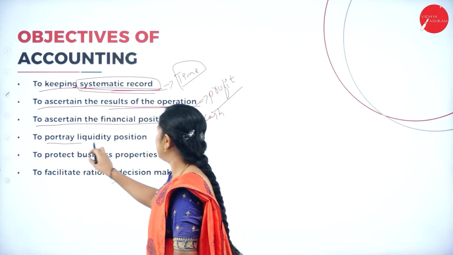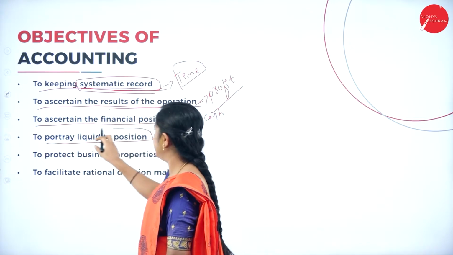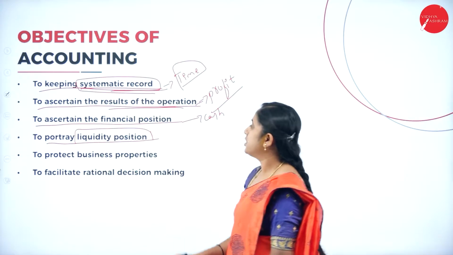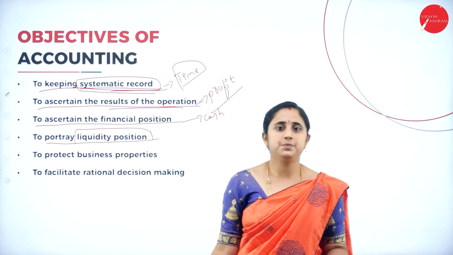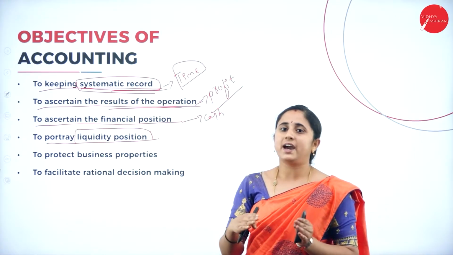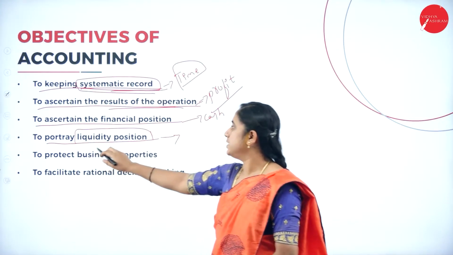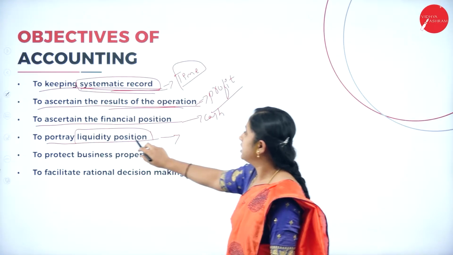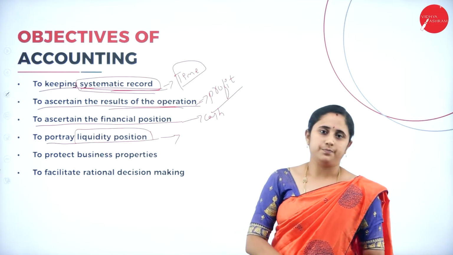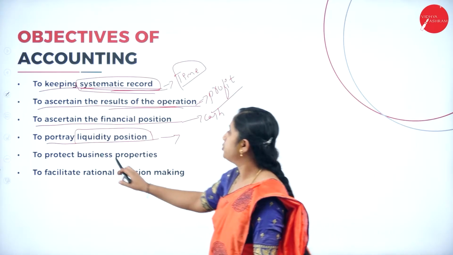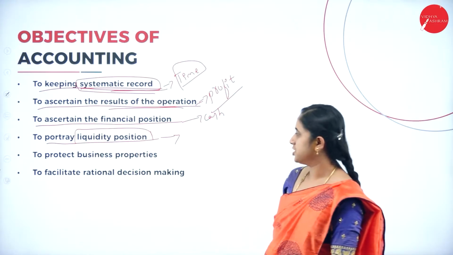Next, to portray the liquidity ratio, liquidity position. To portray the liquidity position, that means how they spend the cash in the business. All the information we can get from the account. So, it helps to portray the liquidity position.